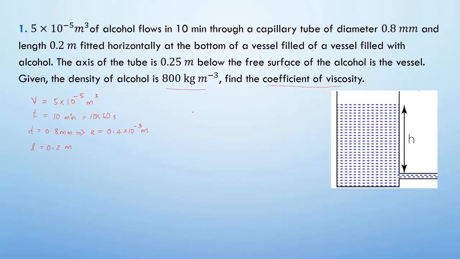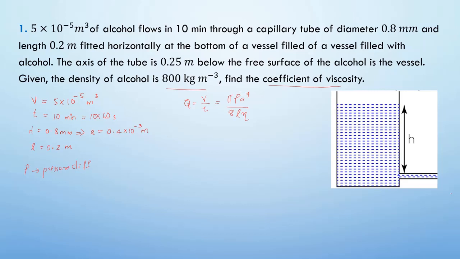We have the Poiseuille's equation, Q, that is the volume rate of flow, which is V by t, and we have the equation pi P a to the power 4 divided by 8 L eta. So, from this equation, we know enough information except for P. So, how do we solve for P? What is P? P is the pressure difference. Pressure difference between what two points?